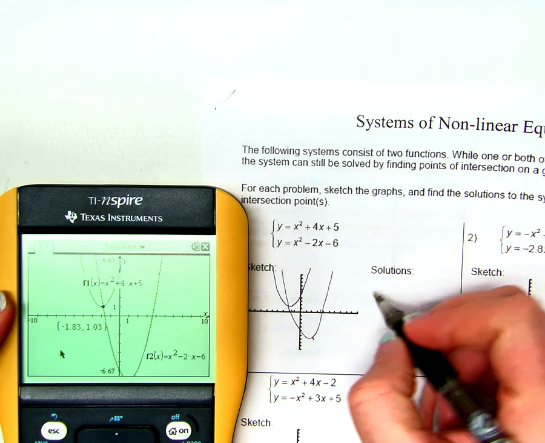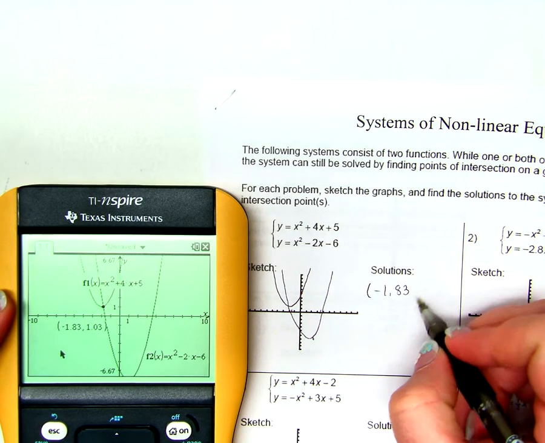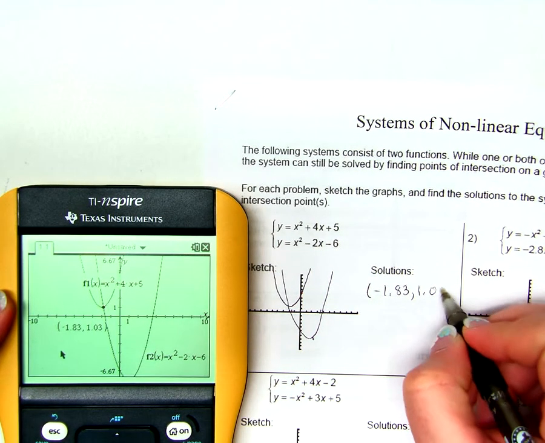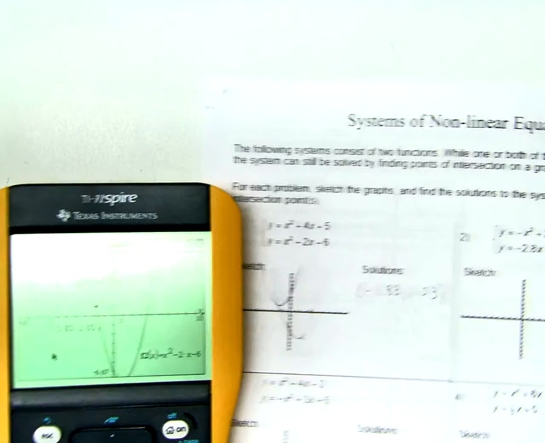Okay, and what I see is negative 1.83 and 1.03. And that is my solution. Okay, let's do another one.